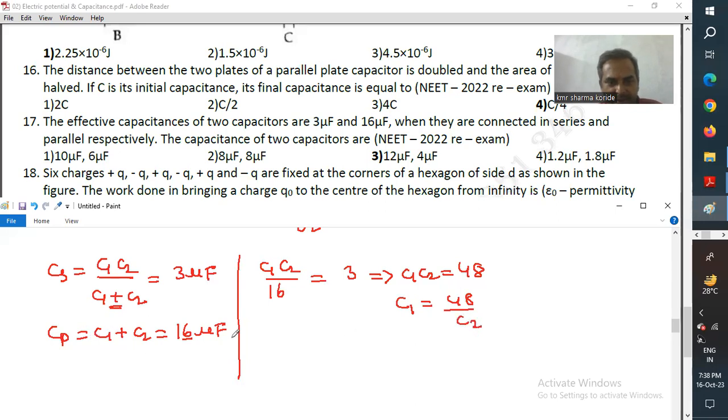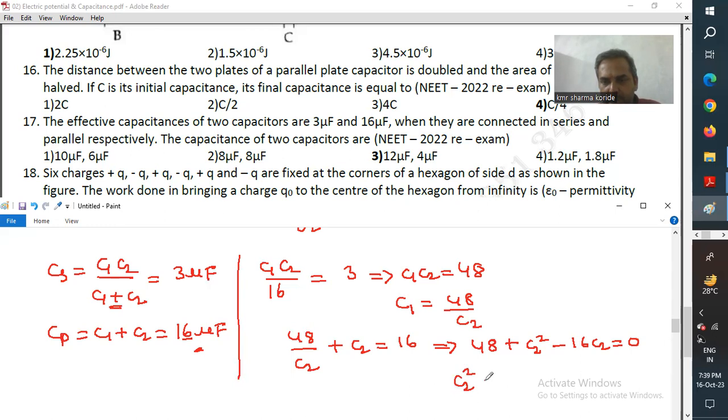So substitute this straight away here. C1 is 48 by C2, plus C2 is equal to 16. Now, if you take the LCM, it will be C2. So this is 48, this is C2 square, is equal to 16 C2. Otherwise, what you can do is C2 square minus 16 C2 plus 48 is equal to 0. So take the quadratic equation. I think 12 fours. So C2 square minus 12 C2 minus 4 C2 plus 48 is equal to 0.